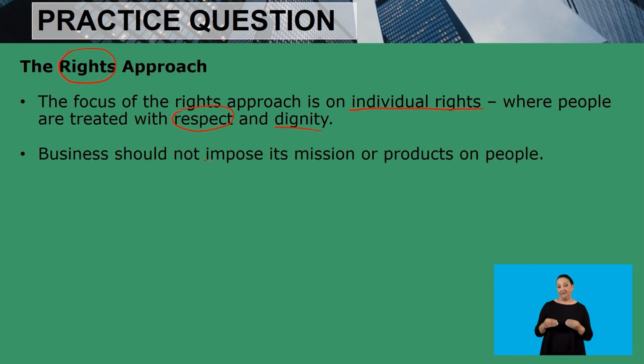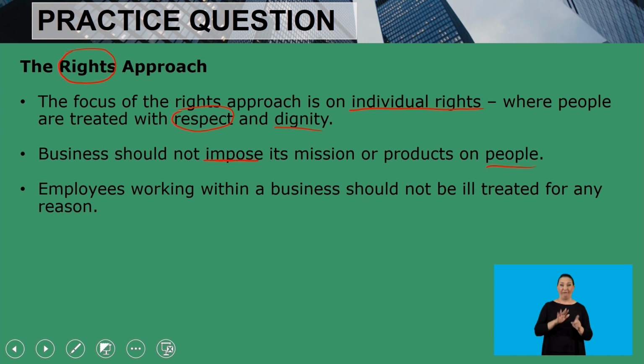Businesses should also not impose its mission or products on people. So in simple terms, you must not force individuals to consume your products if it is harmful to them or violates their human rights. Employees working within a business should not be ill-treated for any reason. In simple terms, we must not ill-treat our employees simply because they have a different race or different color, because then we would be violating their human rights.